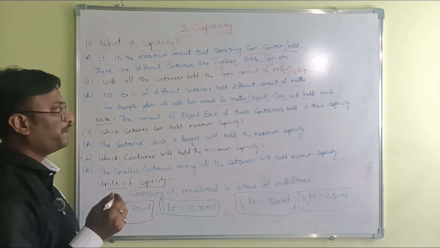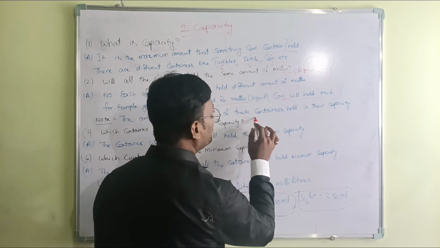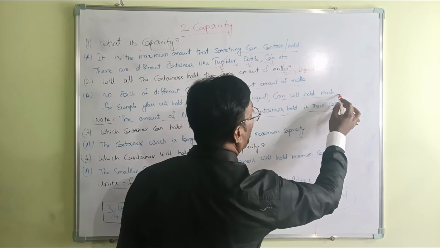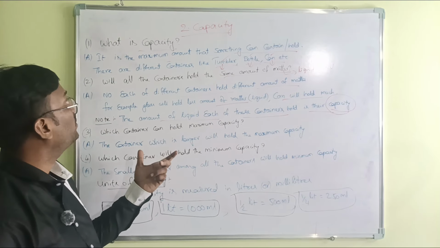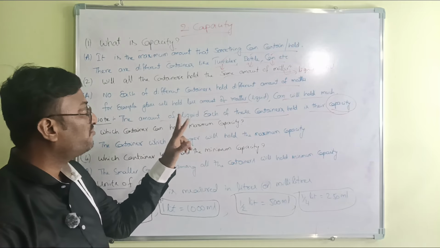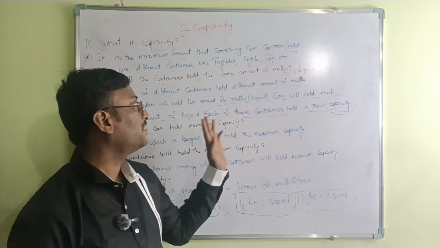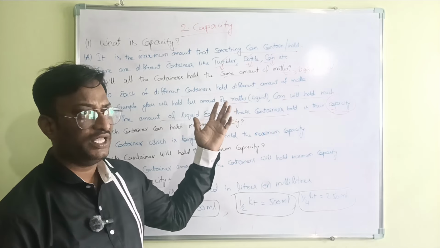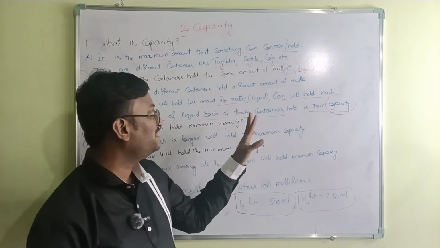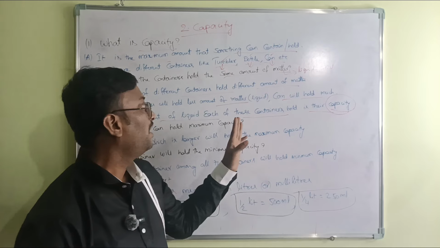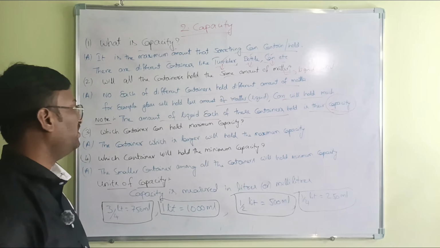Note here, there is one important thing to be noted, that is the amount of liquid each of these containers holds is their capacity. So this is the actual definition of capacity. What is the actual definition of capacity? The amount of liquid each of these containers holds. If you want to say it for a single thing, the amount of liquid that a container can hold is called capacity. Likewise, we can define capacity.